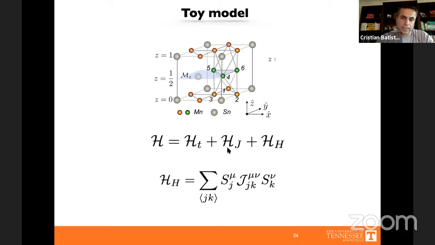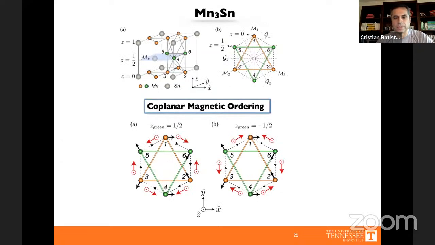So what I will do is I still have this hopping and this Hund's coupling for this material, and I will add another Heisenberg-like interaction between the local moments simply to make sure that I can stabilize this 120-degree ordering that has been reported for manganese 3. And then for that 120-degree ordering, we will see what is the effect on the Berry curvature in momentum space.